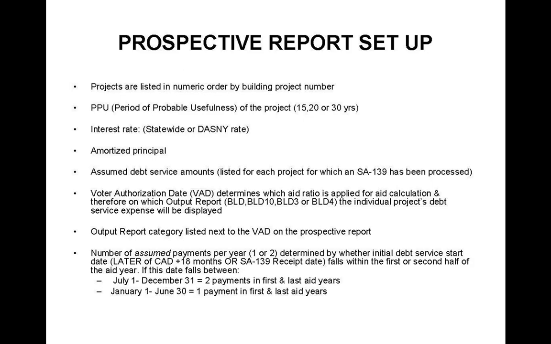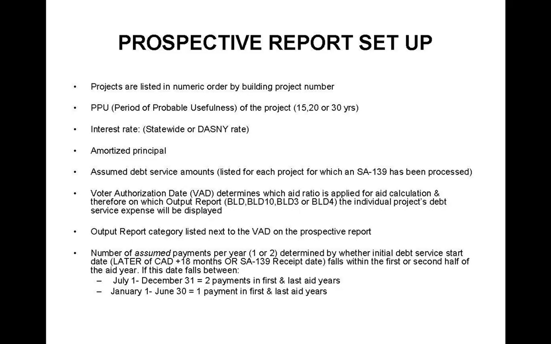So the projects are listed in numeric order by the building project number. So if you have many projects and many pages in your prospective report, then you know that if you need to look for information on a particular project, they're listed in numeric order by project number. And many different items are on the report that are pertinent information for that project. One of them being the PPU, or the period of probable usefulness, and that would be 15 years if it's a reconstruction project, 20 years for an addition project, 30 years for a new project.